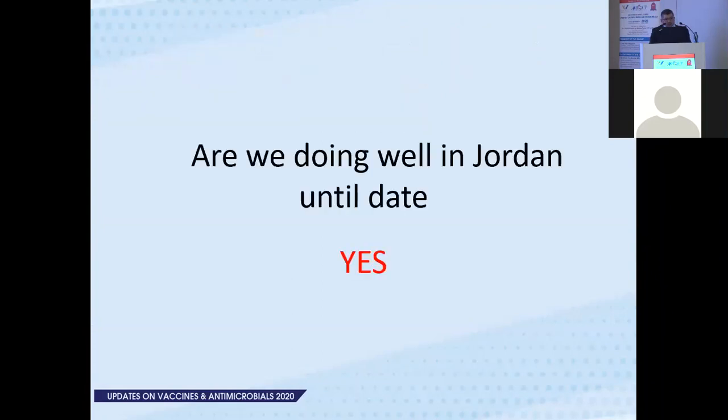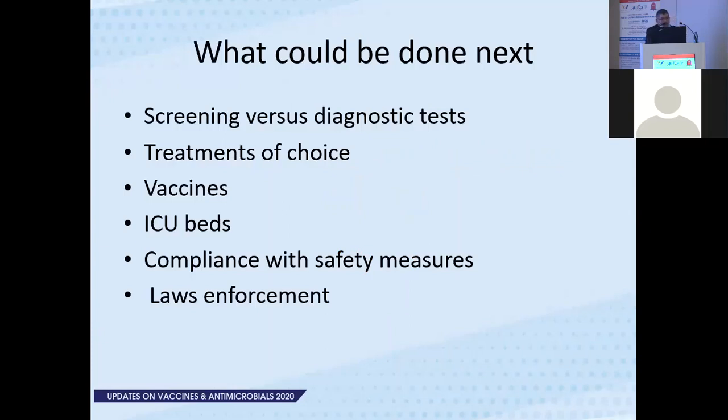We rank 178. Are we doing well in Jordan until date? Yes, in terms of the number of cases per million and the number of deaths or severe cases per million. What could be done next? This is what we hope we are going to discuss over these 2 days.